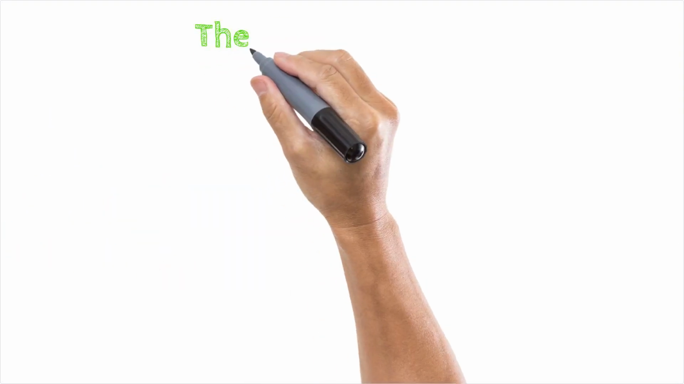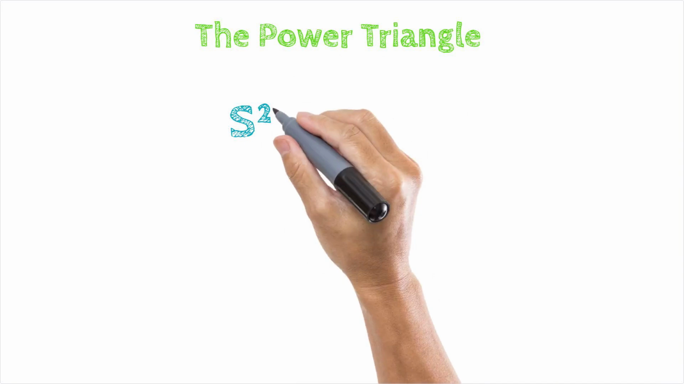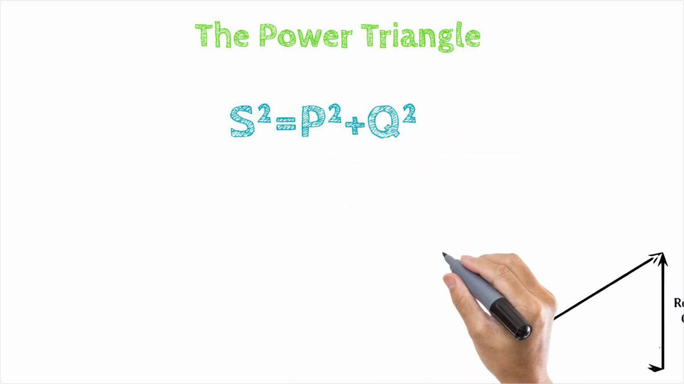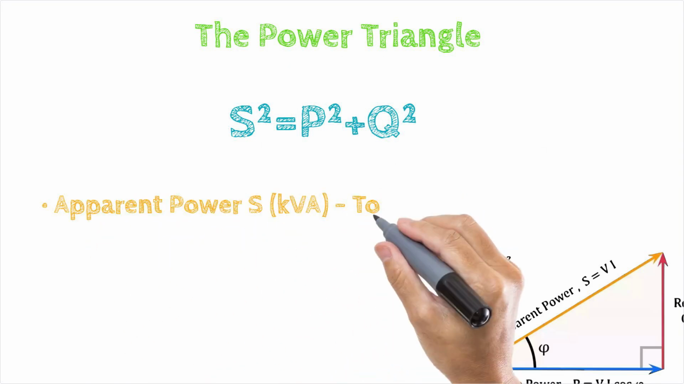The power triangle in AC systems. The power triangle is a mathematical representation of the relationship between three types of power in an alternating current system. Real power, P, measured in kilowatts, which performs actual useful work.